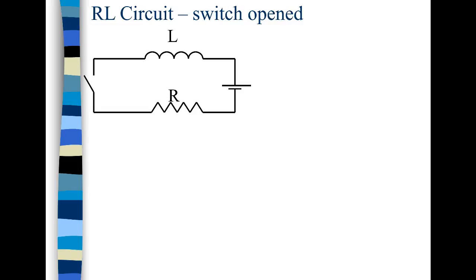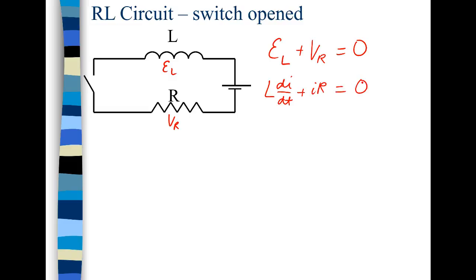When the switch is open, we're going to have an EMF that's actually going to help us because we no longer have an EMF from the battery. Okay, so basically what we'll have is VL or EL plus VR is equal to 0. So we have EL in the inductor and we have VR in the resistor. Okay, so L di/dt plus IR, remember these are both negative but that cancels out, is equal to 0.